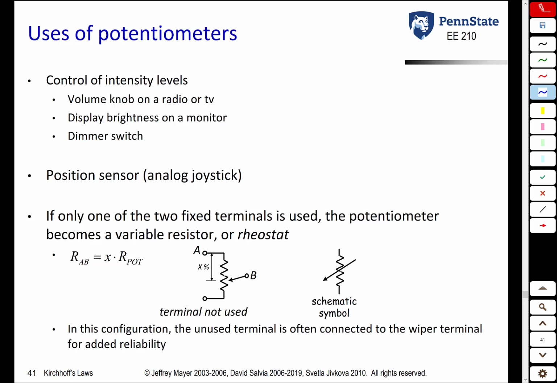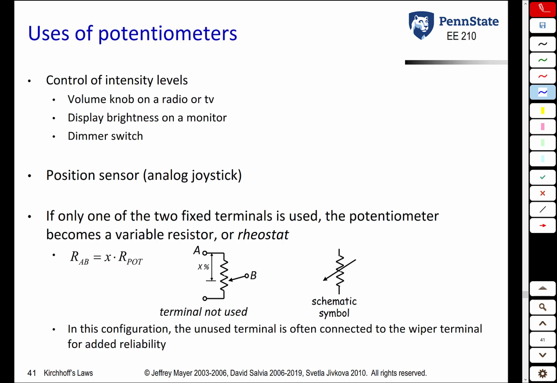There are many other different places where potentiometers can be used. It's one of the most common circuit elements besides the basic things like voltage sources and resistors. We will use potentiometers extensively in this class, and you will use them in follow-up classes as well.